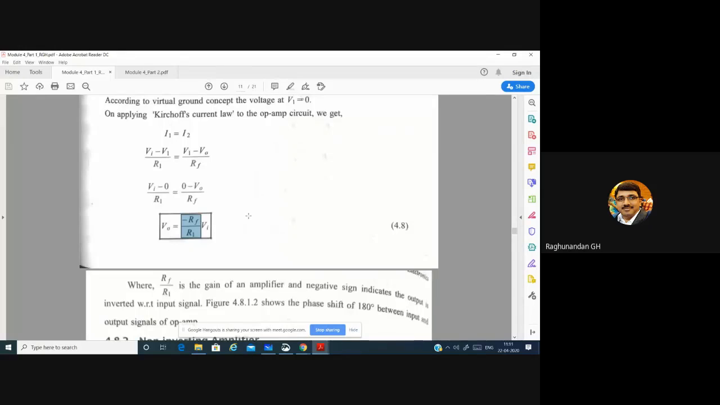And even in the problem, if they ask you to find the gain, you have to find it by just taking Rf by R1. You should not take the minus sign. The minus sign is entirely different. It is just indicating that your output is the inverted form of the input. For that purpose, you are using minus. Minus is not indicating the gain or voltage value.